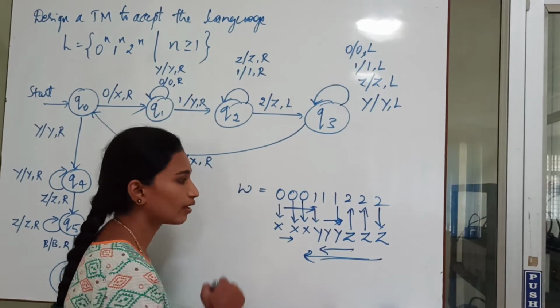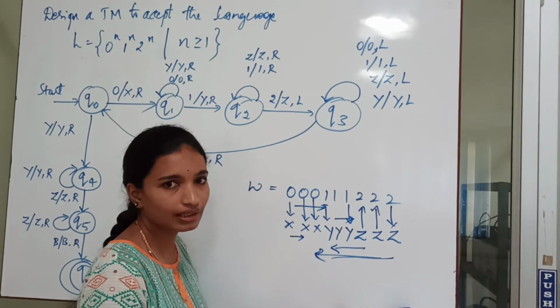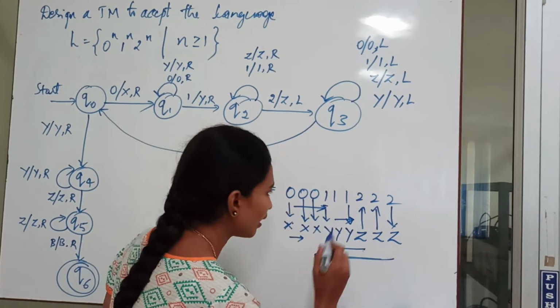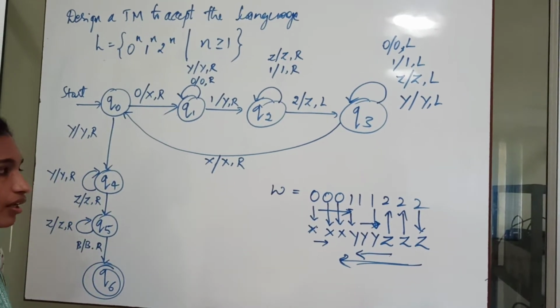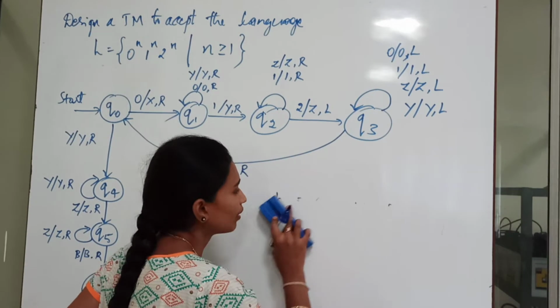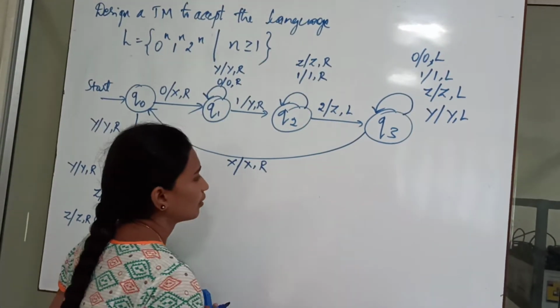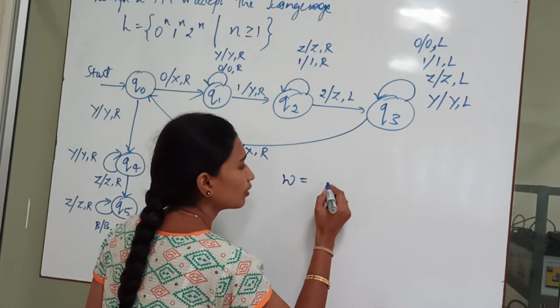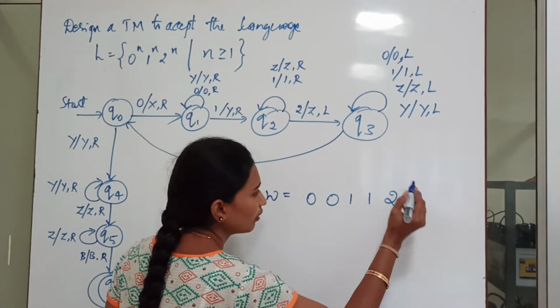Now there are no more zeros, no more ones and no more twos. That indicates that this particular language is accepted by the Turing machine. So now let us trace a string with respect to the transition diagram. Now w = 001122.